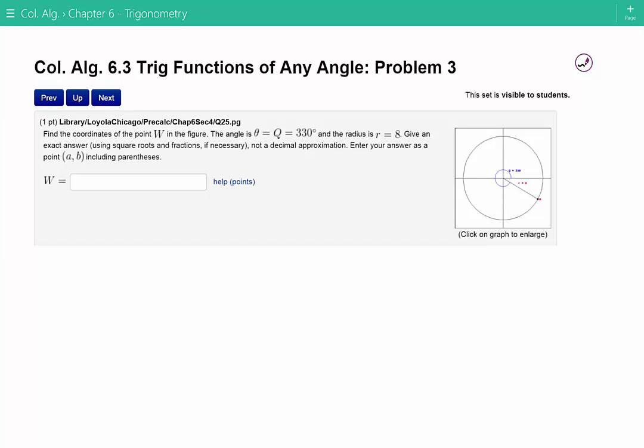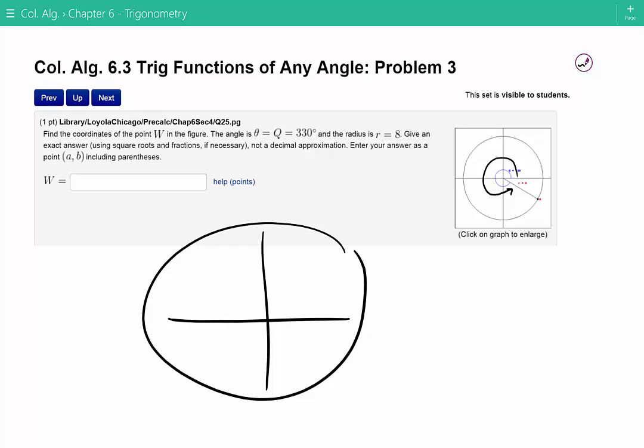Okay, the next problem gives us this picture here, and it says point W is on the figure, and the angle is 330. So we're going to rotate around 330, and it's a little hard to see. I'll draw it a little bigger right here. Rotate around to 330, which is here, which leaves a 30-degree angle left over for our reference triangle right here. It says the radius is 8 as well, and it says give an exact answer, not a decimal approximation, for the point (a, b), including parentheses. So we're looking for this point right here.